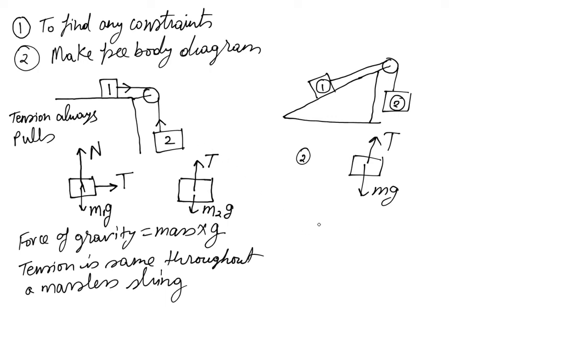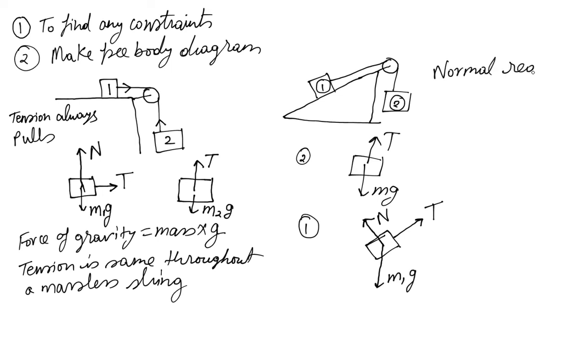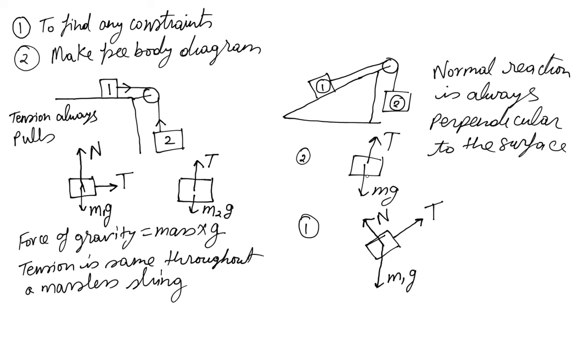Now, let's try for the first one. For the first one, you draw it as it is. You see, there's a tension acting like that. And now you have to be a little careful, because force of gravity is acting downward, which it always acts. And then, the normal reaction for this case is going to be like this. Well, why is it like this? Because normal reaction is always perpendicular to the surface. So you see, this is the surface. This is the surface. And this is perpendicular here to the surface.